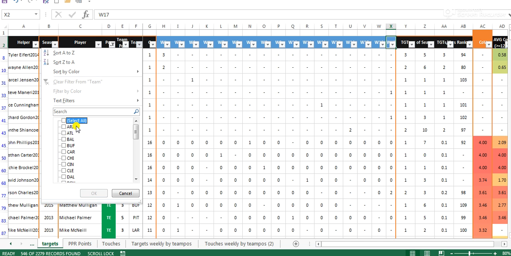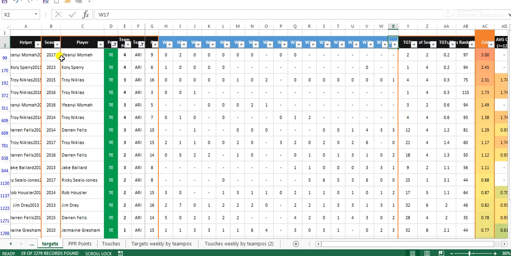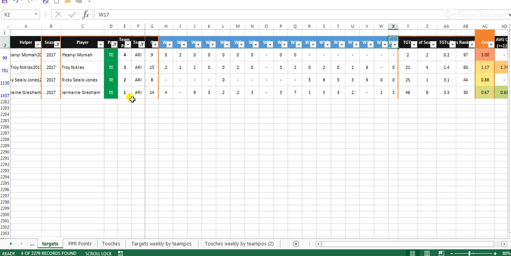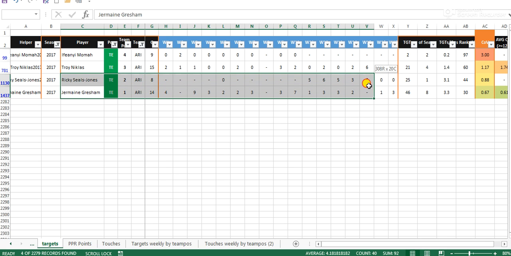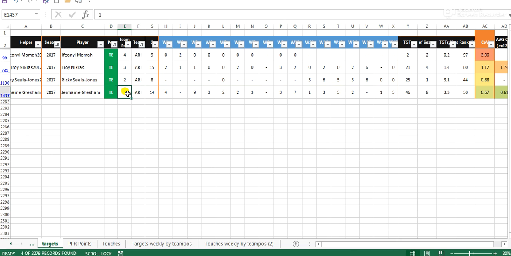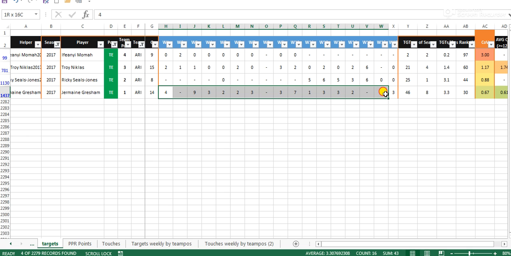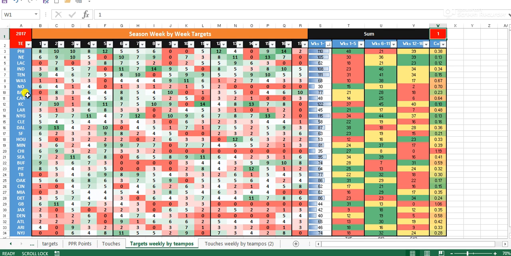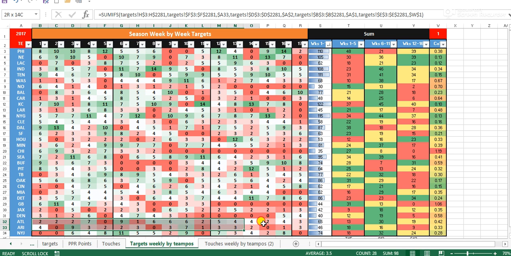If we flick it to one on tight ends, then the Arizona line is only showing you Jermaine Gresham's targets on a weekly basis, because you've put in the number one, you've put in tight end, and you've put in 2017. So, tight end 2017, tight end one, Arizona right here, these are all Jermaine Gresham's targets. You don't know that just looking at the table. I'm just trying to explain what this one over here means.